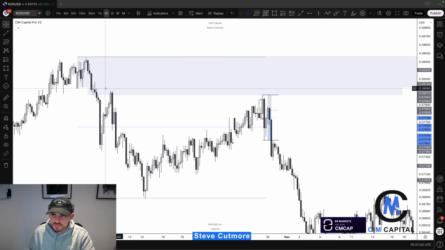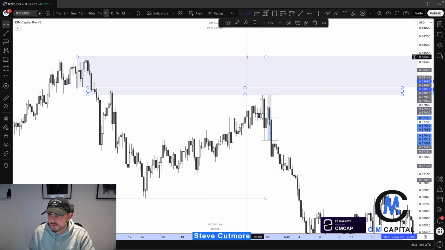So yeah, this is our fair value gap. Let me highlight that as our fair value gap. So this is our daily fair value gap. So it's a strong area. And then this is our supply and demand zone.